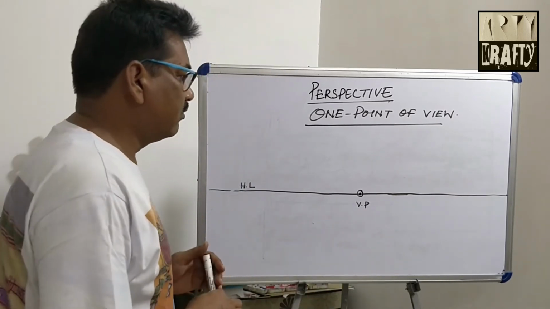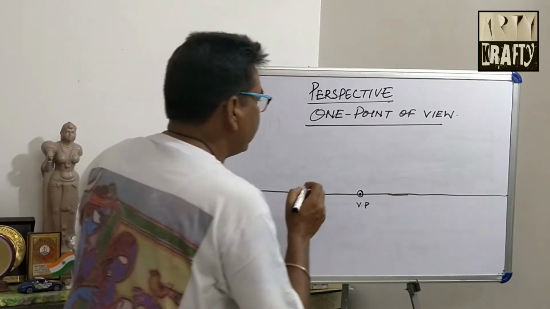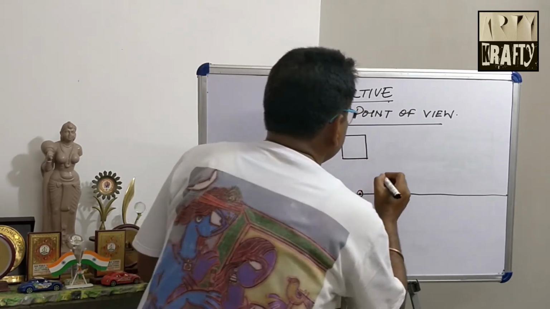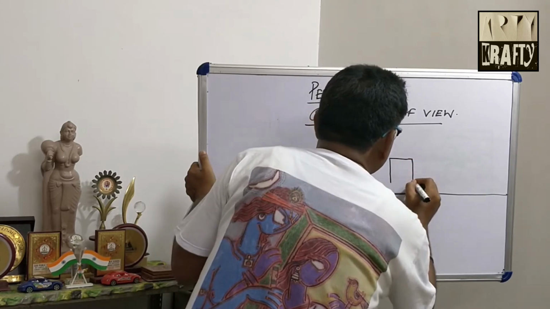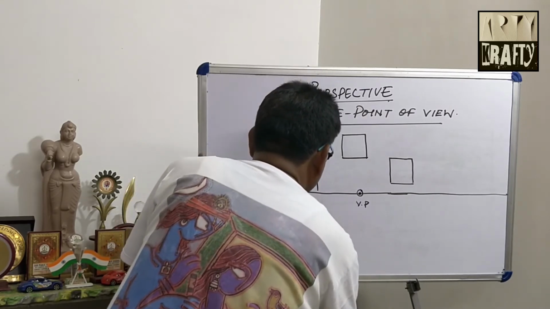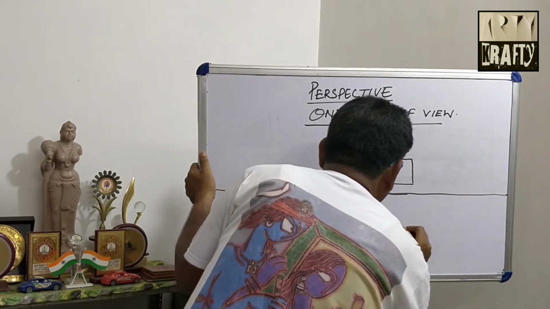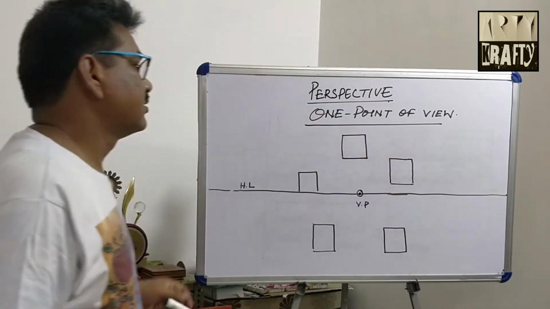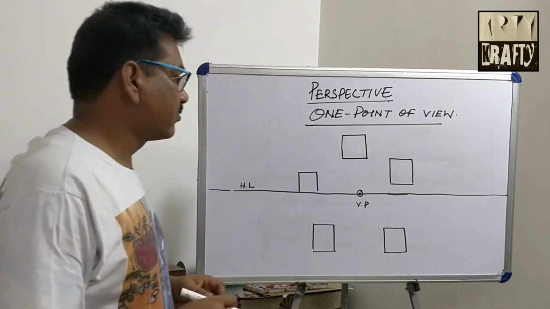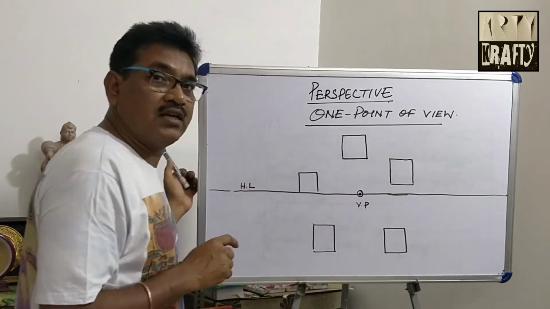Now, we will draw some squares around the vanishing point. One square here, one square here, one square here, one square here, and here. There are five squares. All are two-dimensional because they have length and breadth which are equal.